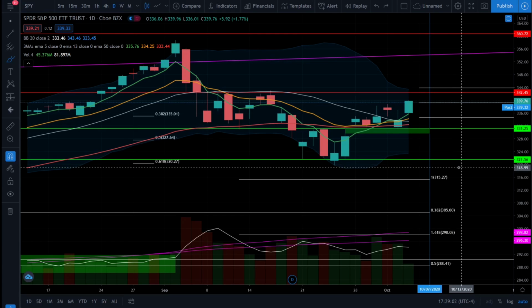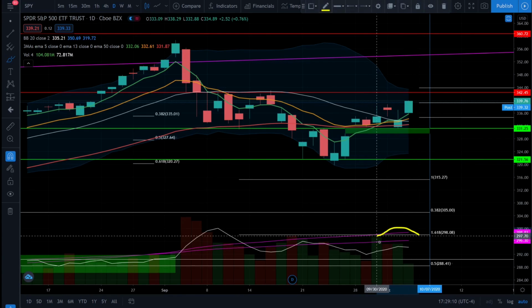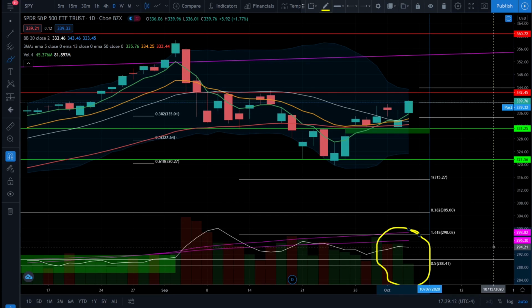Now one concern I do have with today's price action is we did have a very bullish day going up 1.77%. But if we bring our attention down here to the volume, we see that it was on significantly less volume. And if you're a follower of the Stocks channel, you know we like to follow the big money and we like to follow the smart money. And we know they have a lot of volume.